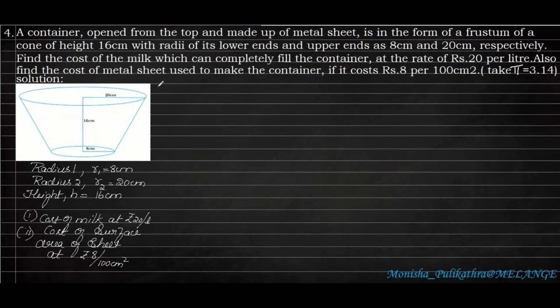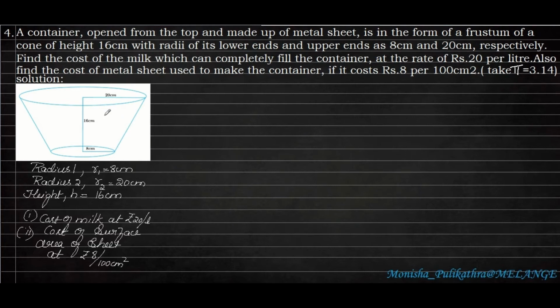Moving on to the fourth question of this session. Here a container, open from the top and made up of metal sheet, is in the form of a frustum of a cone of height 16 centimeter. The radius at the lower end, which is closed, is 8 centimeter, and the upper end, which is open, is 20 centimeter. We have to find the cost of milk which can completely fill the container at a rate of 20 rupees per liter, and also the cost of the metal sheet used in making the container if it costs 8 rupees per 100 centimeter square.